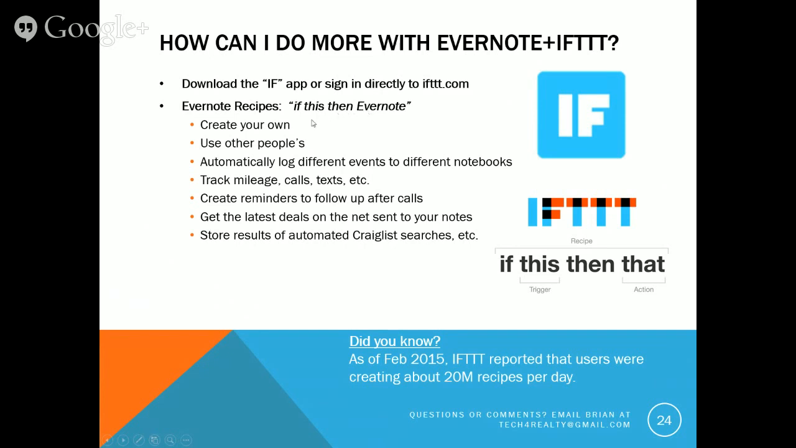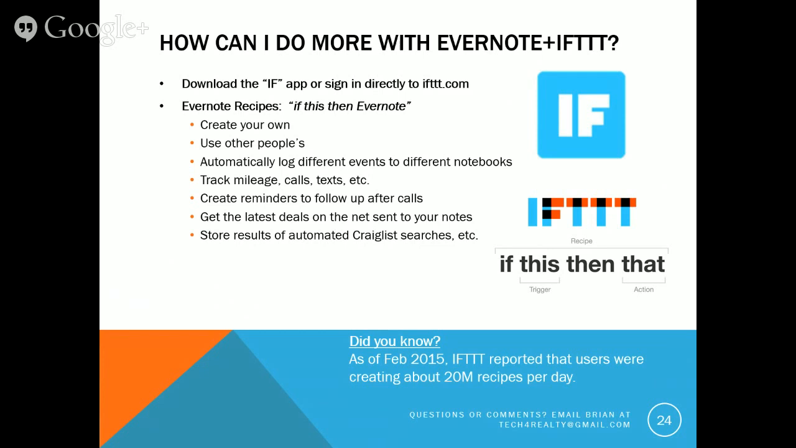You can create your own recipes. Evernote or IFTTT is all about the recipes. Okay, but right now for this presentation, it's mostly Evernote recipes. You can create your own. You can use other people's, and then you can automatically log your events to different notebooks. You can track things. You can create reminders.